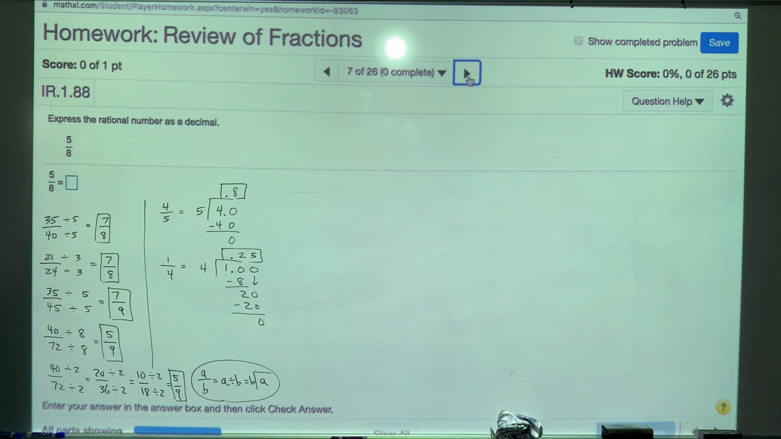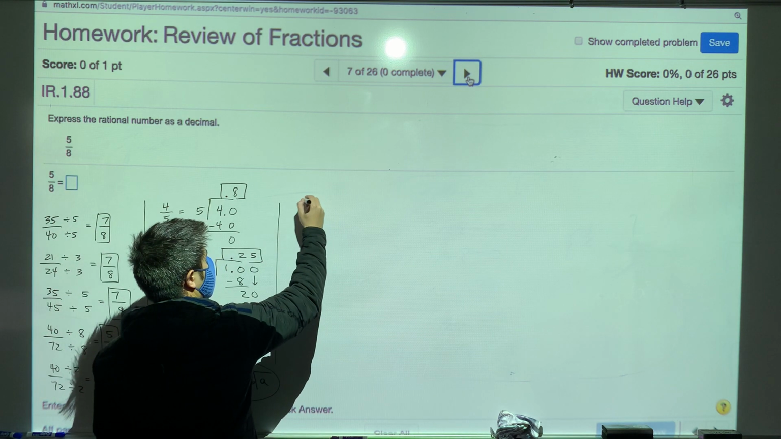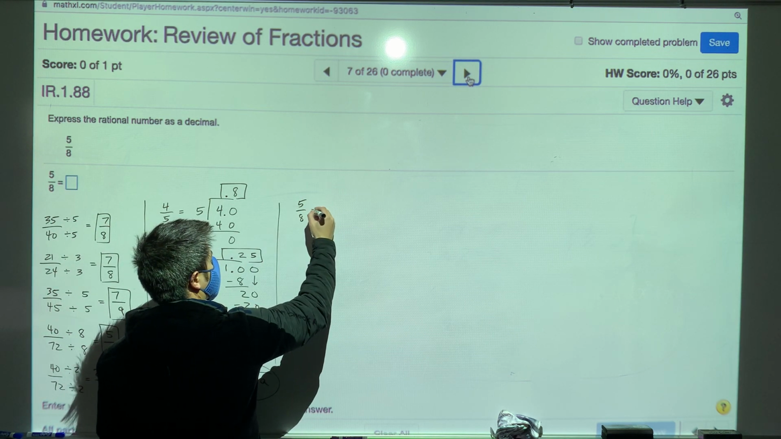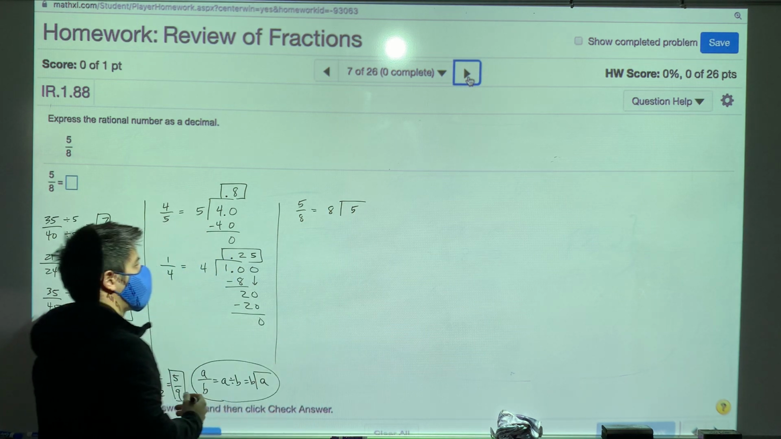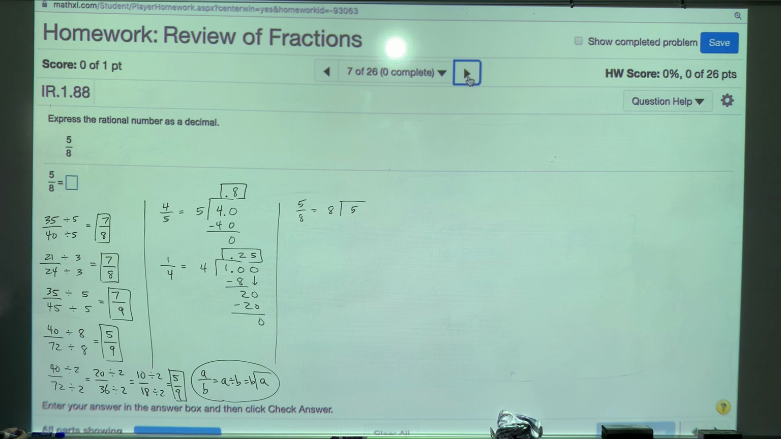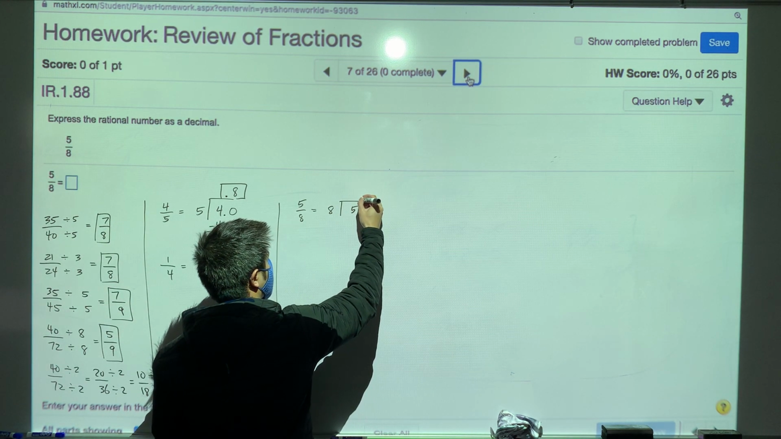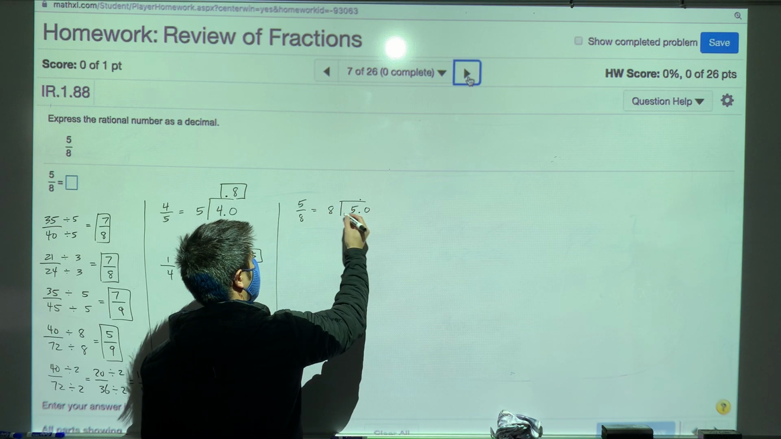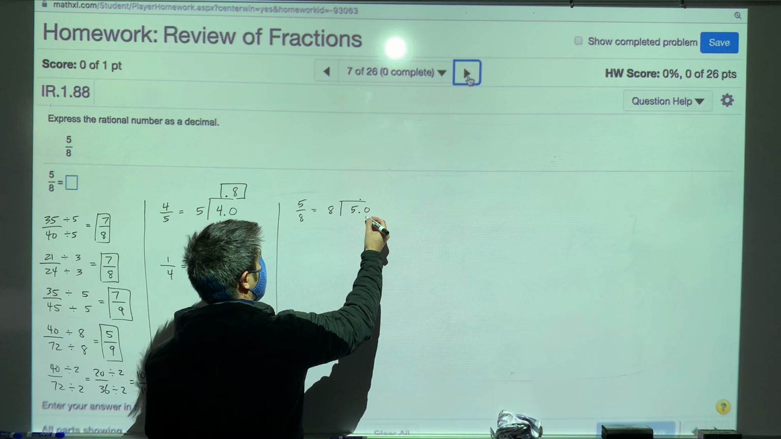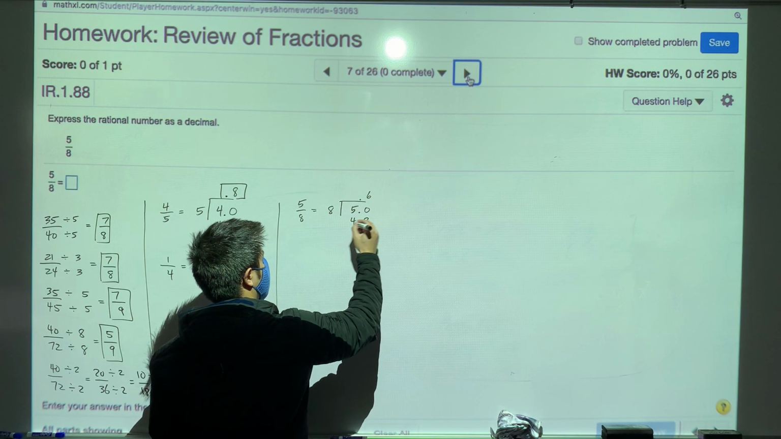Okay, let's do another one, 5/8. So 5 over 8, we can rewrite that as 5 divided by 8. And now, will 8 go into 5? No, so there's the decimal point. Bring in a 0 to see if we can now do it. Will 8 go into 50? Yes, it will, 6 times. 8 times 6 is 48.